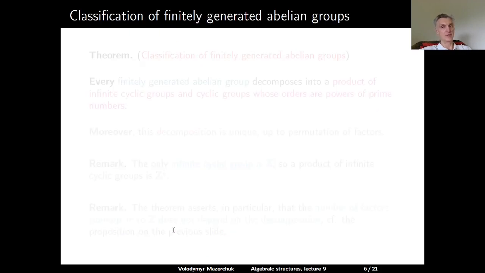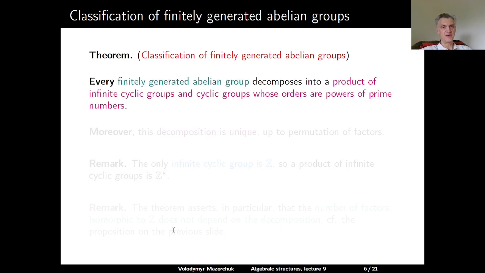Now we can formulate the main result of today's lecture, which is a classification of finitely generated abelian groups. So, theorem: every finitely generated abelian group decomposes into a product of infinite cyclic groups and cyclic groups whose orders are powers of prime numbers. Moreover, this decomposition is unique up to permutation of factors.